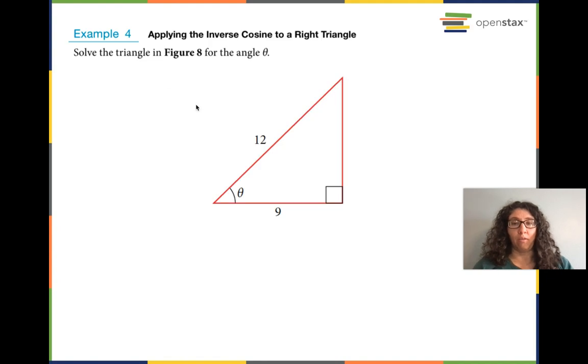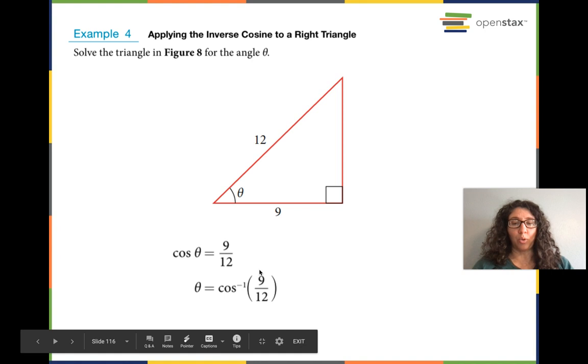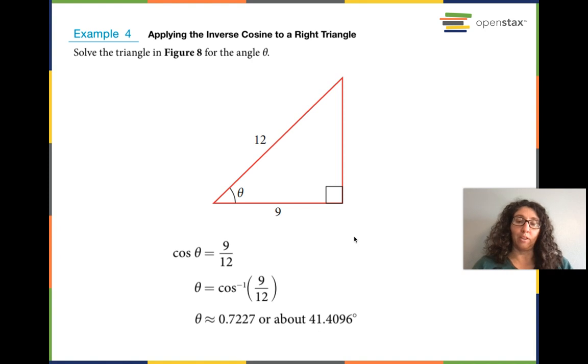Okay, what if we have a triangle? We want to find the angle. This is an actual practical application of this stuff. The first step is we've got an angle here. We have an adjacent side and the hypotenuse. So we could write cosine of theta equals 9/12, right? And then theta equals the inverse cosine of 9/12. We can put that in our calculator, and it's going to give us a radian or a degree estimate. That makes sense: about 41 degrees, about 0.7 radians.